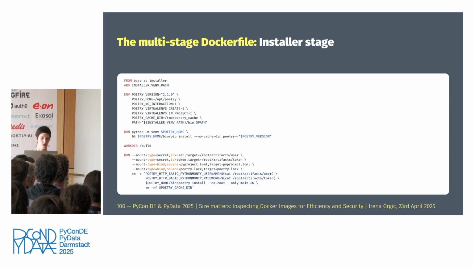So this is how this stage looks. As you would expect, you saw this multiple times, we're installing poetry, and we are installing the Python dependencies into a build/venv directory.